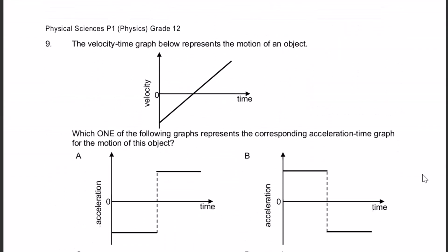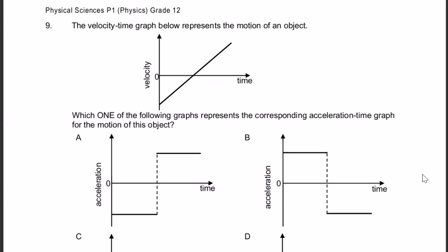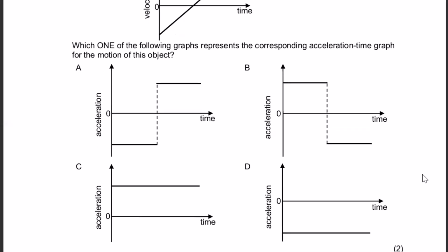Then moving on to question number 9, we're given the velocity time graph below, which represents the motion of an object. Which one of the following graphs represents the corresponding acceleration time graph for the motion of this object? We have options A, B like that.